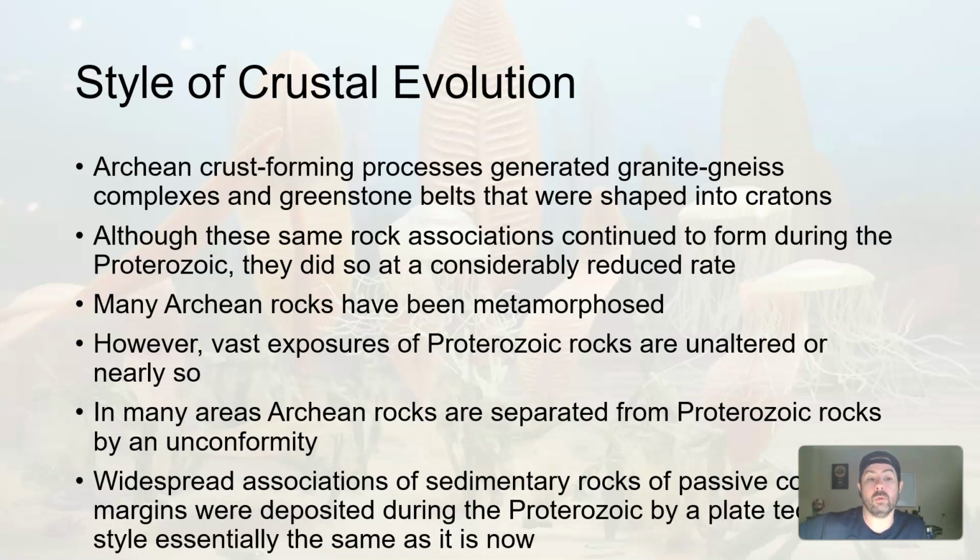Additionally, what we're also starting to see is widespread associations of sedimentary rocks during the Proterozoic Eon. These are going to be located at passive continental margins that are not near a plate boundary, so there's not really a lot tectonically going on, so that allows whatever's there to weather and erode, deposit sediment that would lithify to turn into sedimentary rocks. So we start to see that process occurring, and it's pretty much the same that's occurring right now, similar processes.